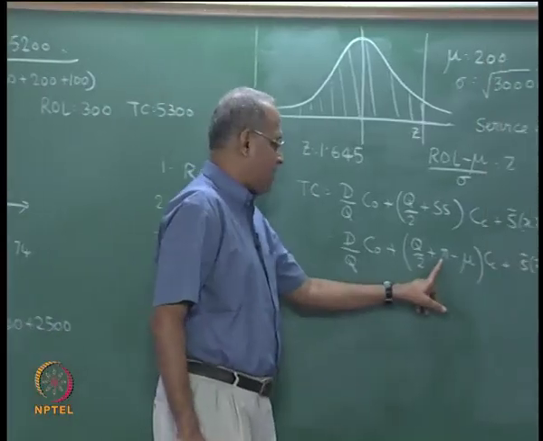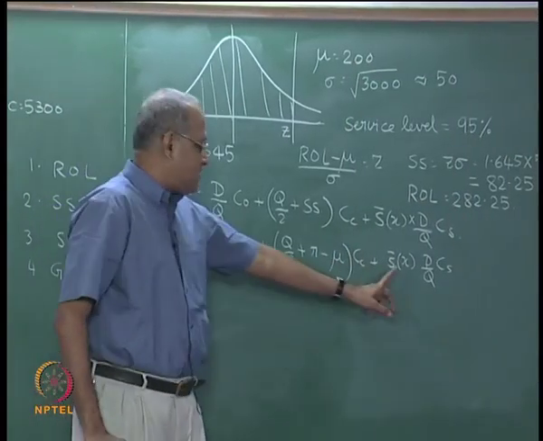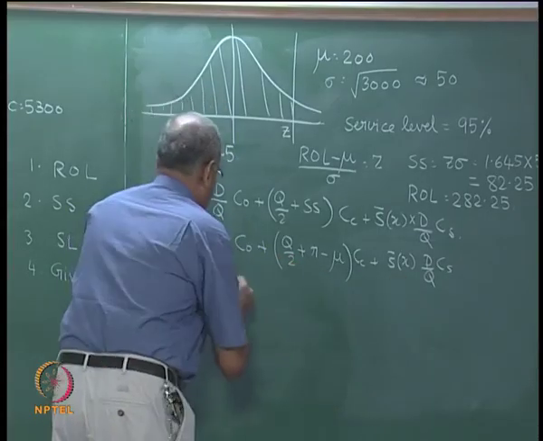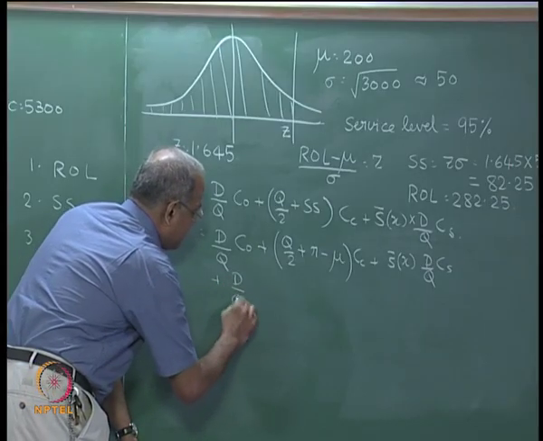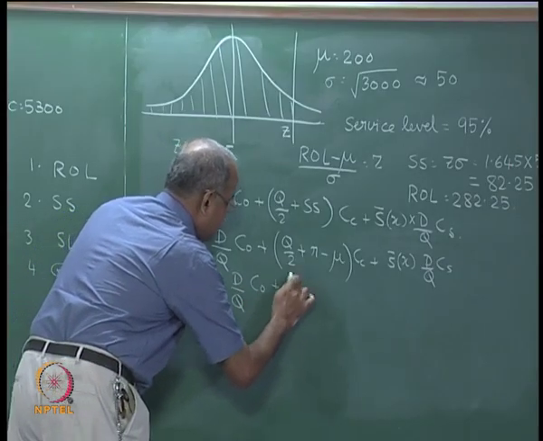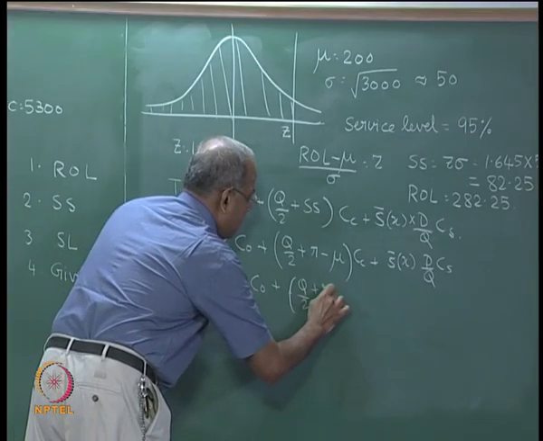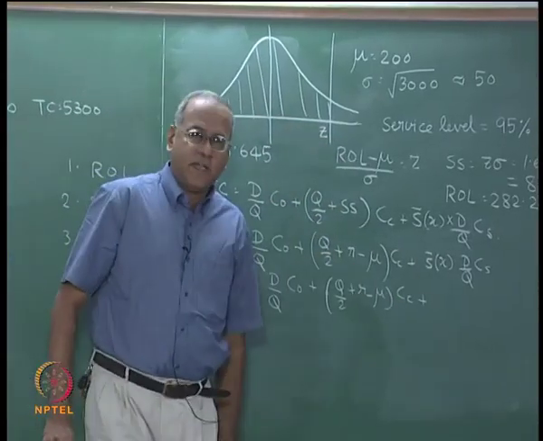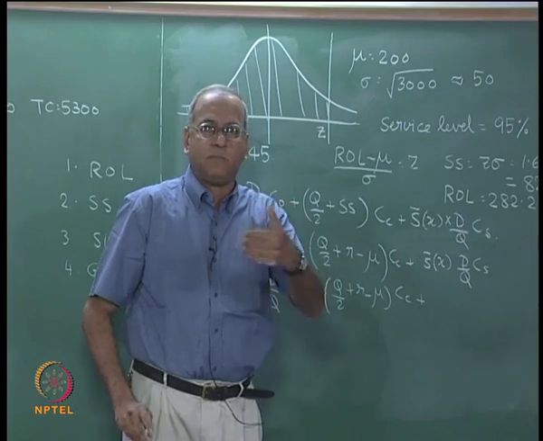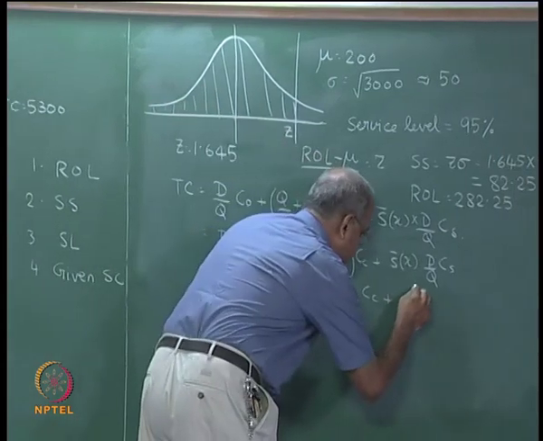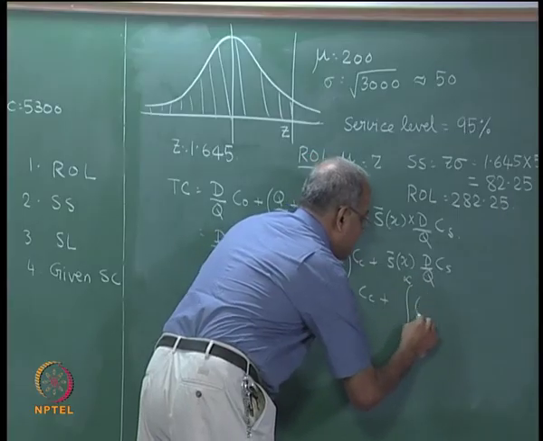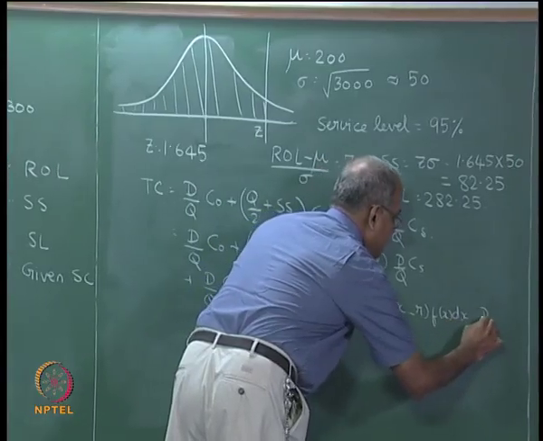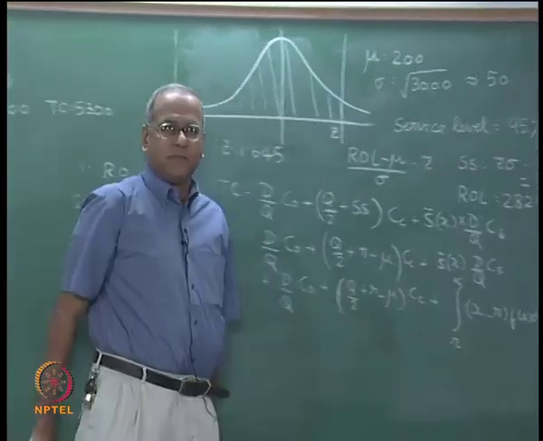Now we realize that R comes in this expression. R, the reorder level, is hidden somewhere in this expression, because this now can again be rewritten as d by q into C naught plus q by 2 plus R minus mu into Cc plus, what is S bar of x? S bar of x is the expected shortage per cycle, which is simply the integral from r to infinity of x minus r, fx dx, into d by q into Cs.